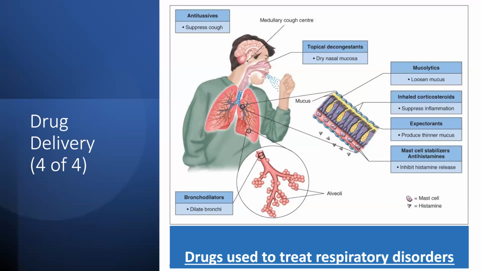We have inhaled corticosteroids. They suppress the inflammation. We have some expectorants. They produce thinner mucus. We have some mast cell stabilizers or antihistamines. They inhibit the histamine release. And we also use some bronchodilators. As the name suggests, they dilate the bronchi.